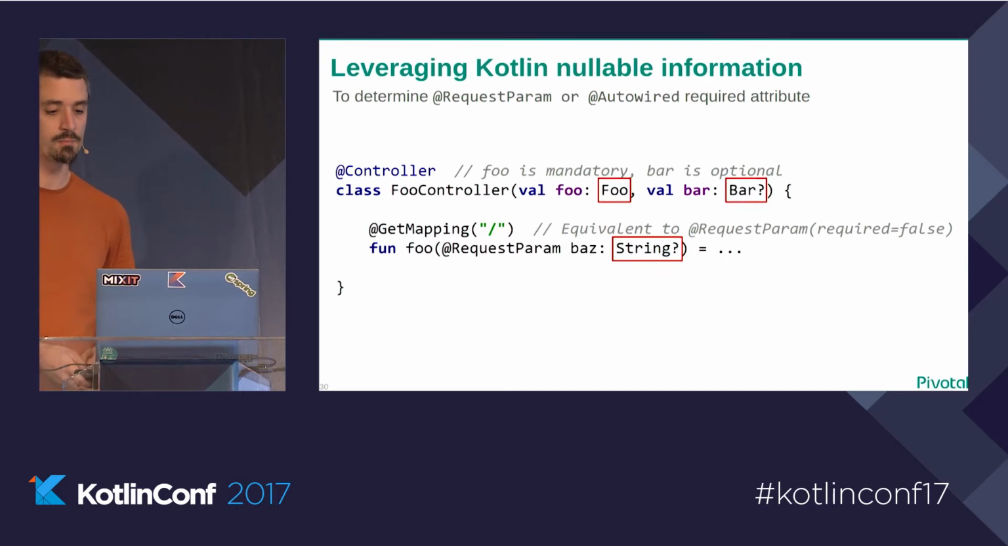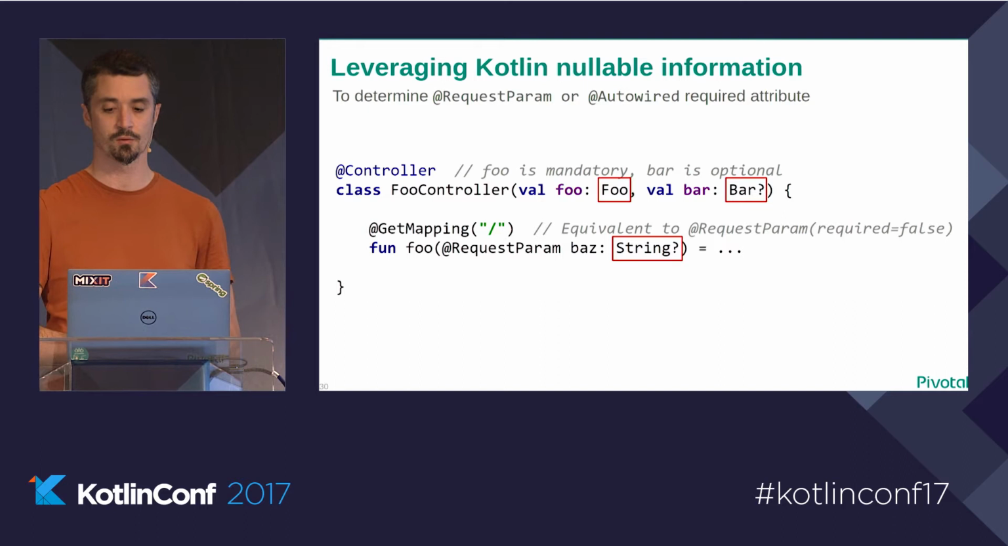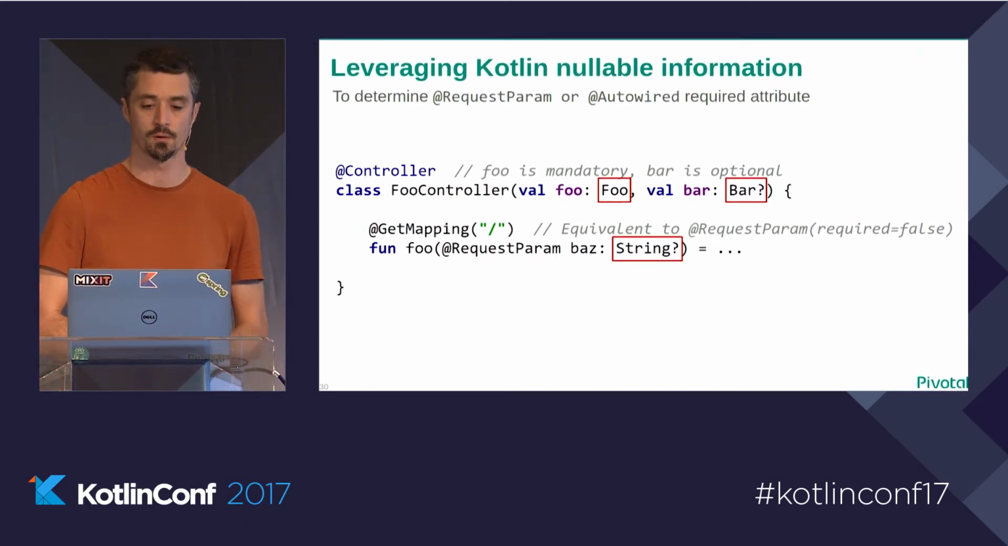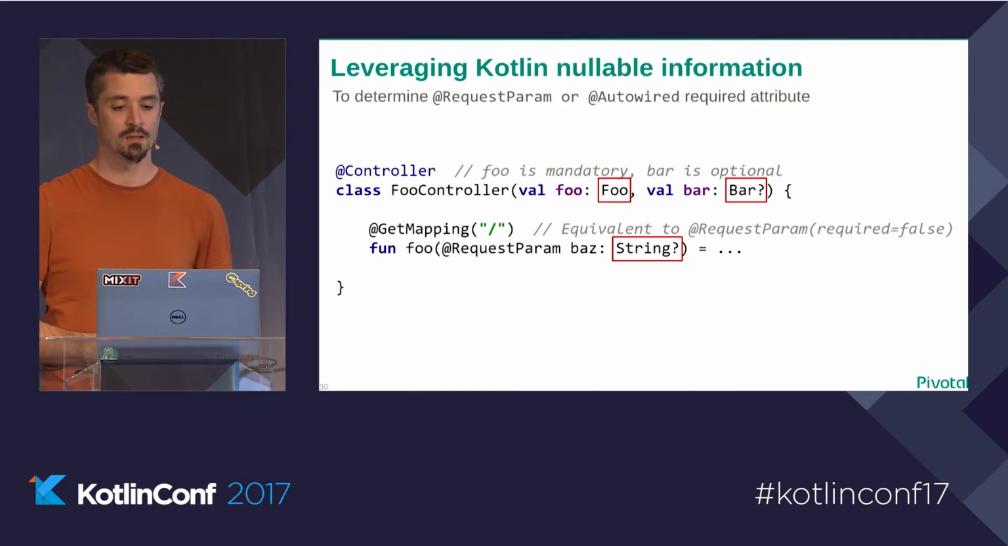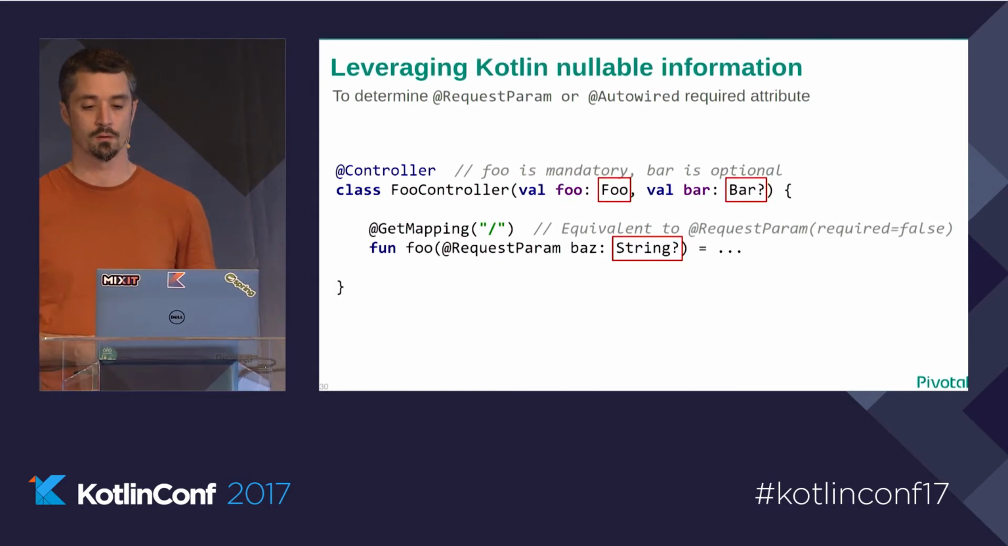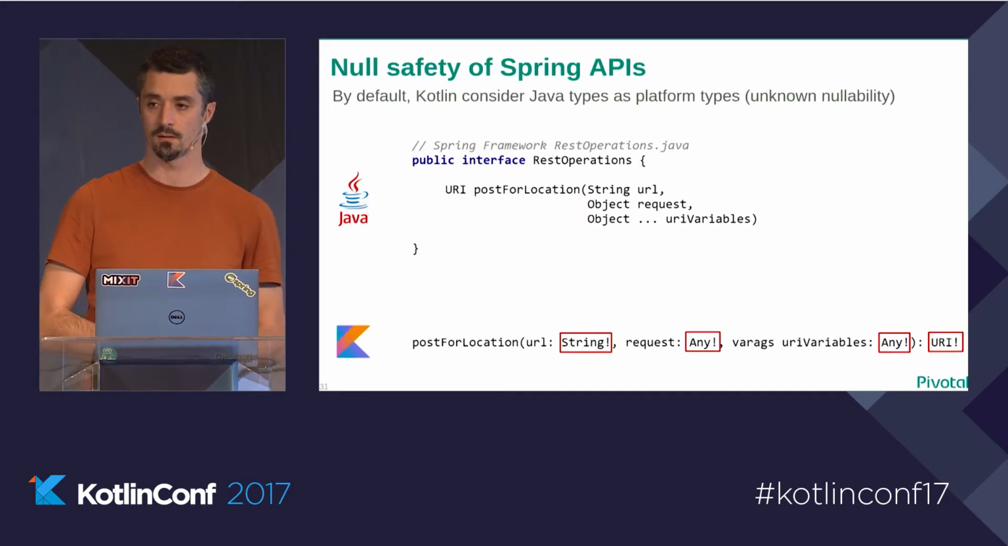It's the same for @RequestParam. @RequestParam has a required attribute that needs to be specified as false in Java if you want the request param to not be mandatory. And in Kotlin, if you annotate a nullable parameter, it will be automatically considered as not required.